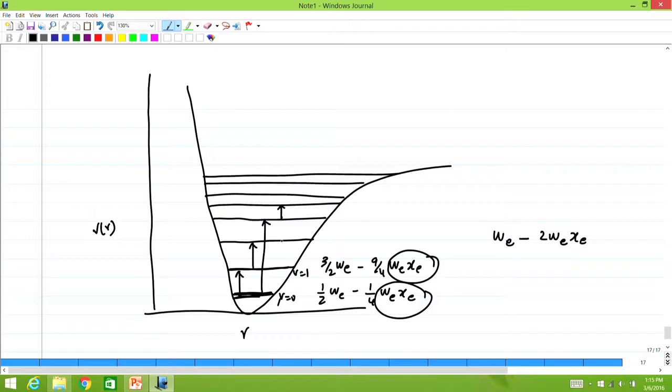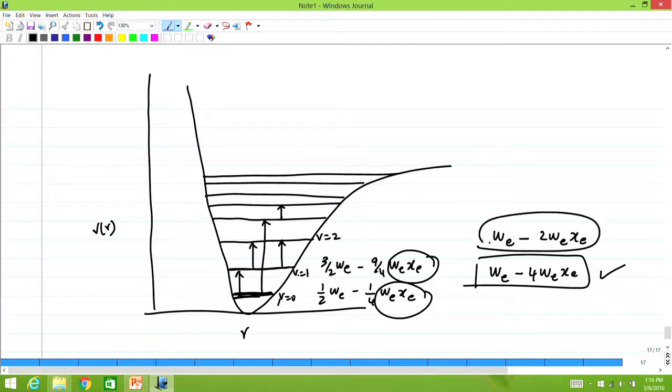But from 1 to 2, where V is equal to 2, it is again omega E, but 1 corresponds to 9 by 4 and 2 corresponds to 25 by 4, that is 5 by 2 whole square. Therefore, the difference between the two is 4 omega E x E. So the second energy level difference, V is equal to 1 to 2, is smaller than the first energy level difference.